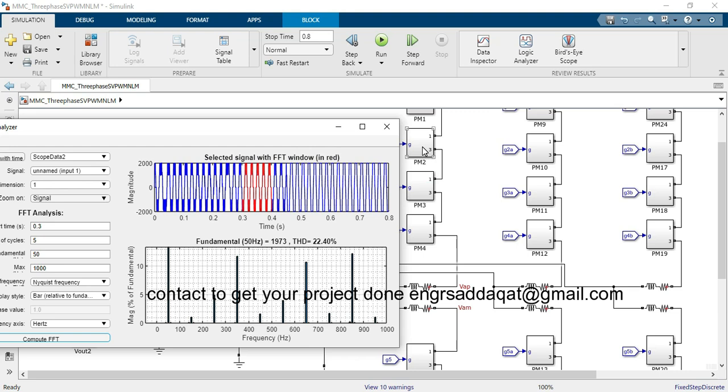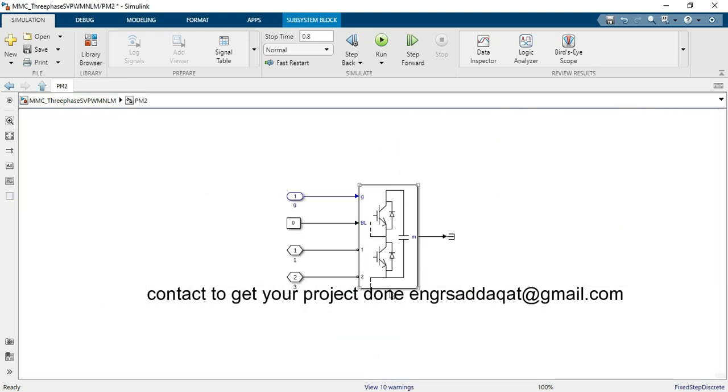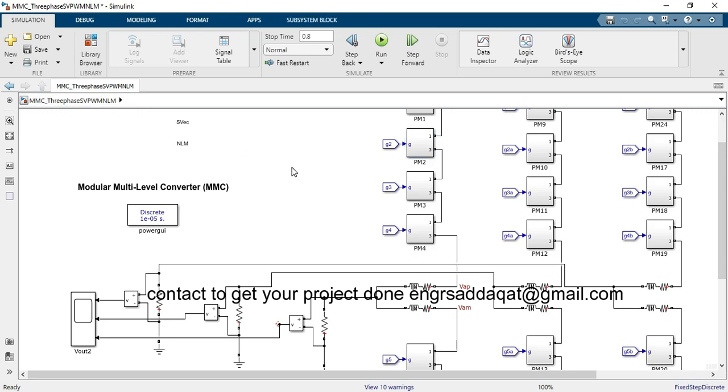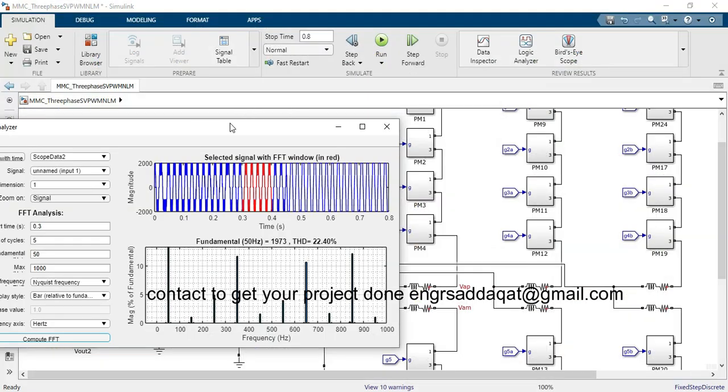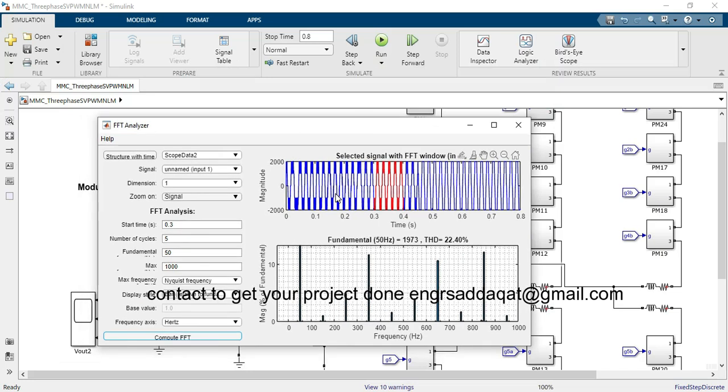As per the literature, we are using a half bridge submodule here. If you are using a half bridge submodule, n plus 1 is the number of output levels. So we have 4 submodules, so 4 plus 1 gives 5 levels in the output. With the 5 levels, the PWM gives 33% and the space vector gives 22.4%. So let us see with the NLM, nearest level modulation.